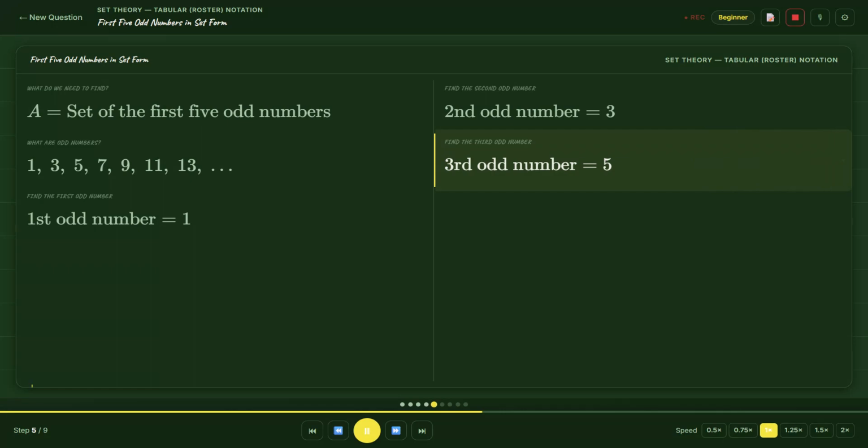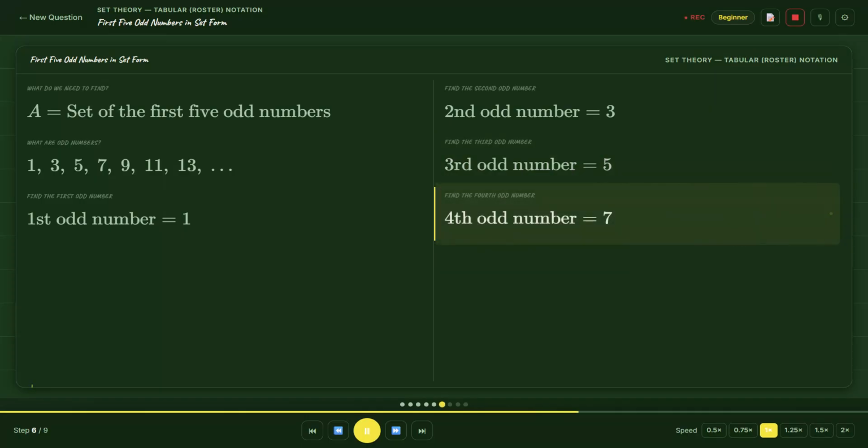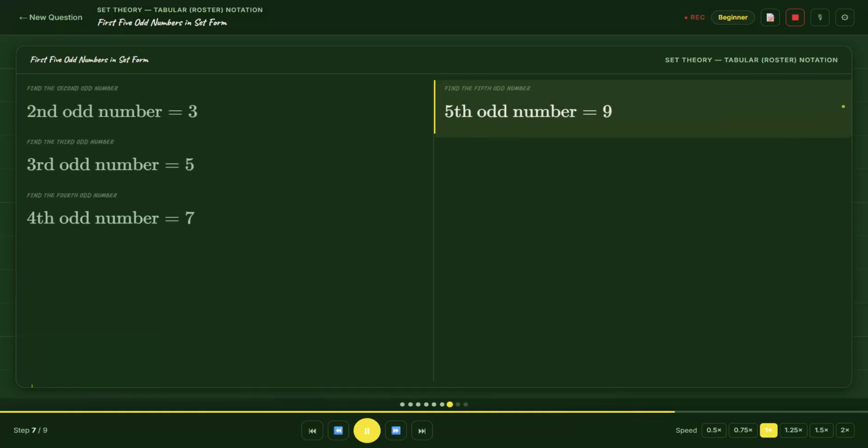After 3 comes 5. We skip 4 because 4 is even. 5 is our third odd number. Next, we skip 6 and land on 7. That is our fourth odd number. We skip 8 and get to 9. Now we have all 5 odd numbers.